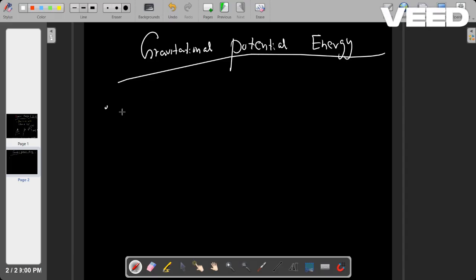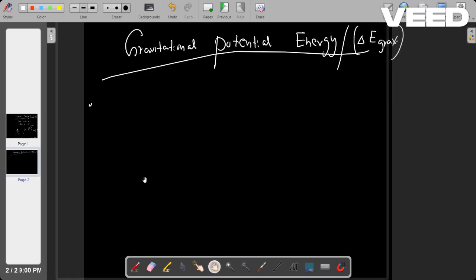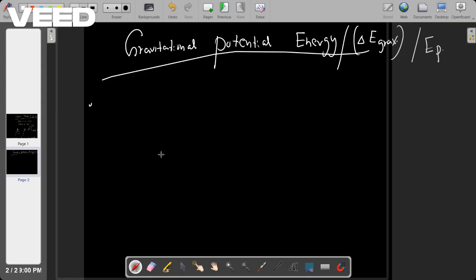Gravitational potential energy and the kinetic energy are most of the time interrelated. Gravitational potential energy is usually given with the symbol delta E grav, that is how it is usually written. Or you can write it as EP. Kinetic energy is KE. Gravitational potential energy is EP.